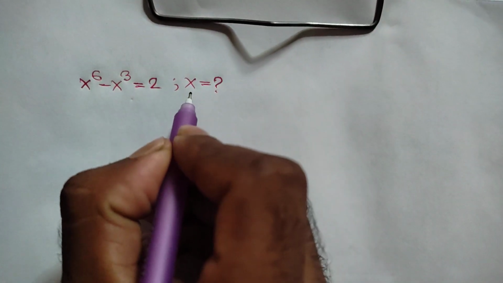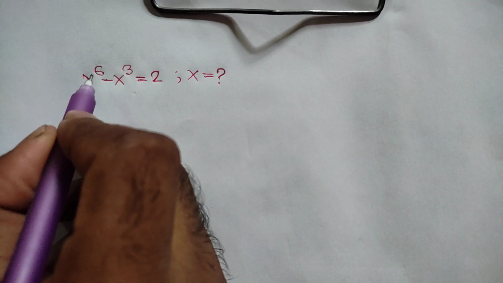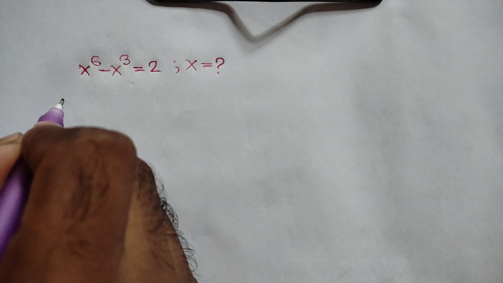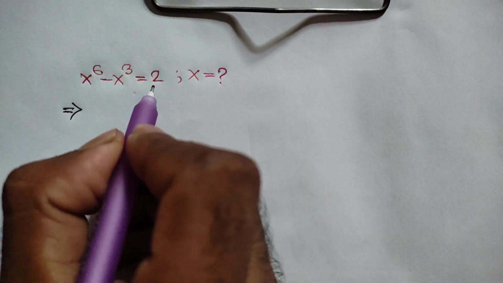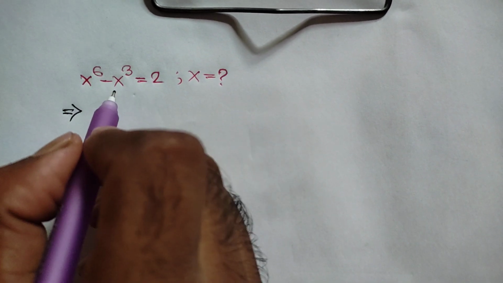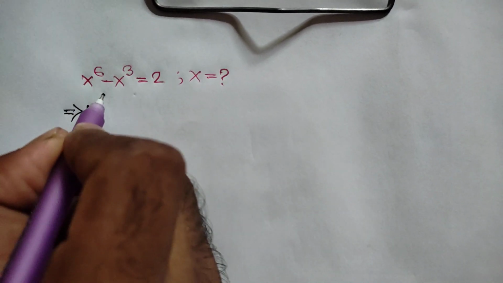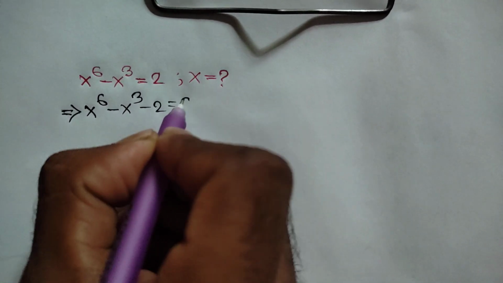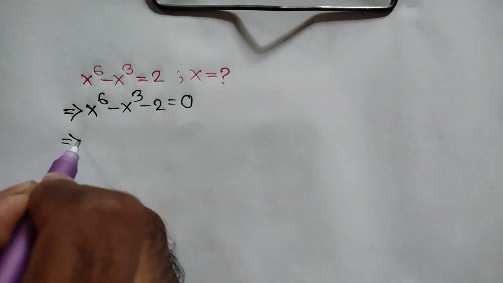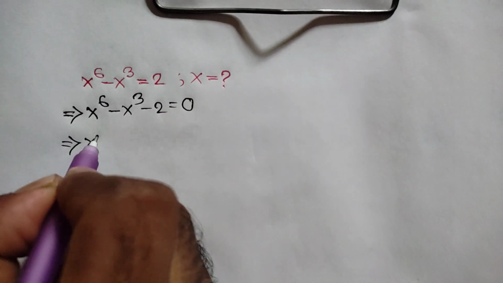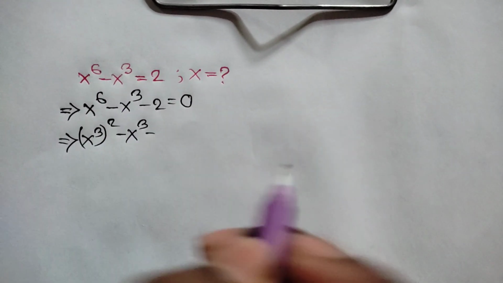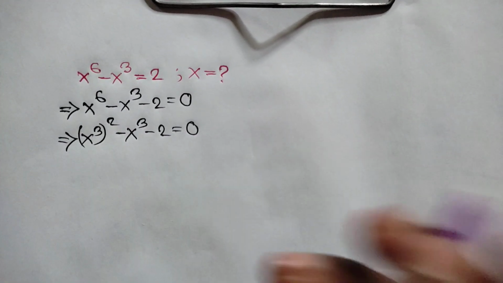Hi everyone, in this video I am going to show how to find the value of x where x to the power 6 minus x to the power 3 is equal to 2. Taking this 2 to the left side we get x to the power 6 minus x cube minus 2 is equal to 0, or we can write (x cube) whole square minus x cube minus 2 is equal to 0.